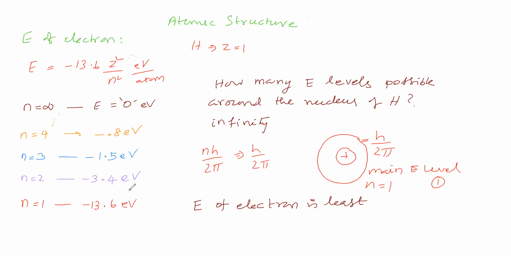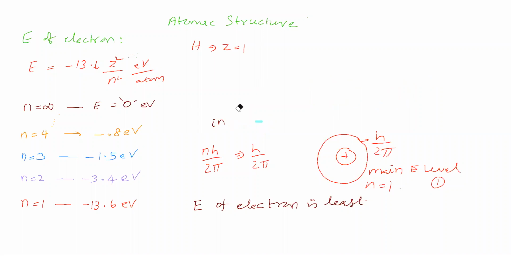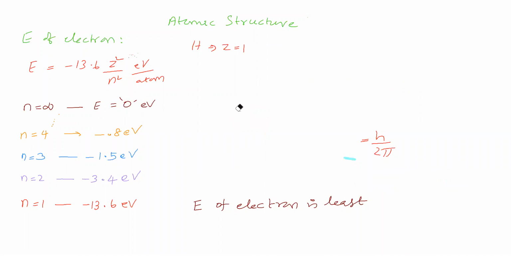Now, you say energy of electron is least in which main energy level? Do you say first or second or third or infinity, or what do you say? Here we are talking as per Niels Bohr. So energy of electron is least in the first energy level.